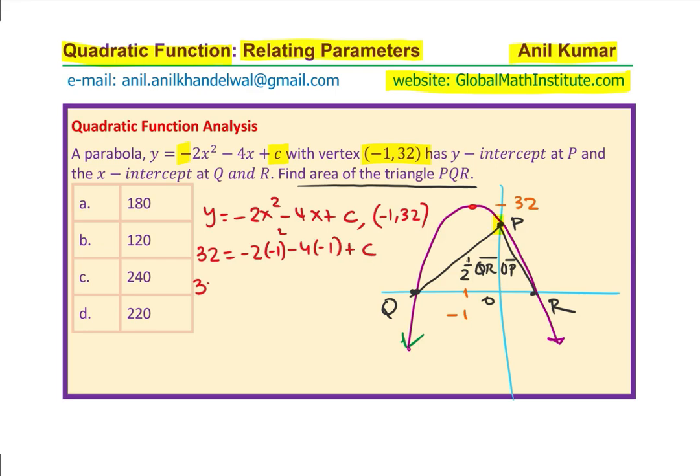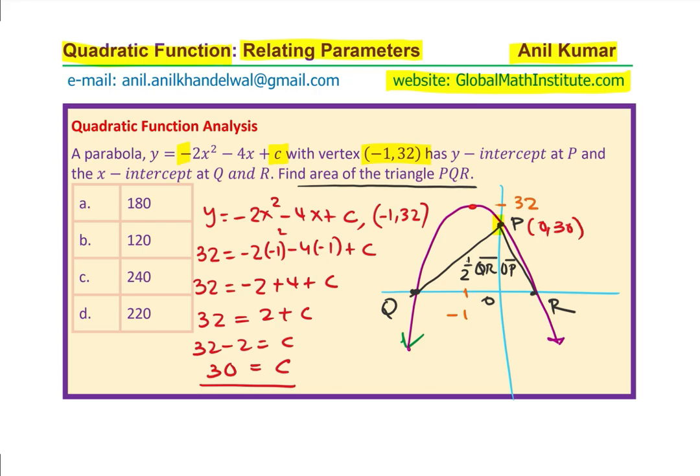And that gives us 32 equals minus 2, that becomes plus 4, plus c. Or we can say 32 equals 2 plus c. Or 32 minus 2 is the value of c. And that gives us c as equal to 30. So we know that the y-intercept is at (0, 30) for us, correct? So that is how you can find the value of c.